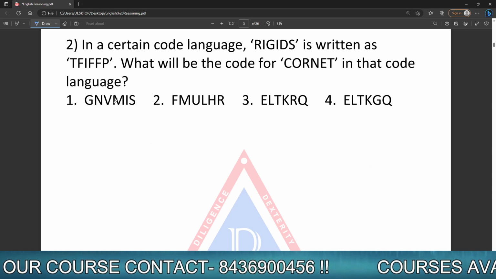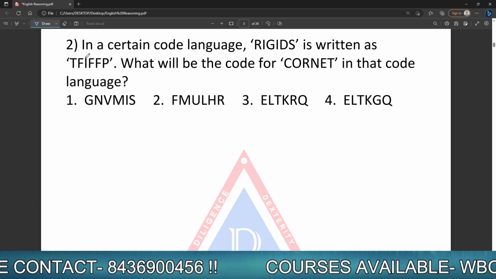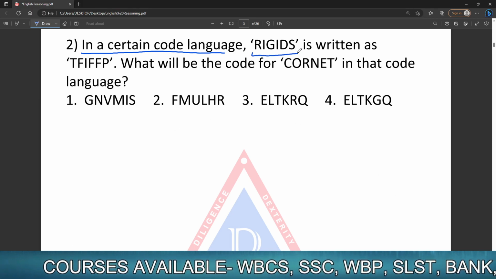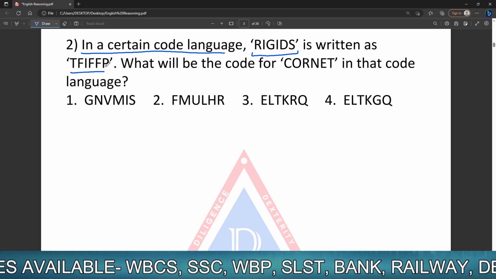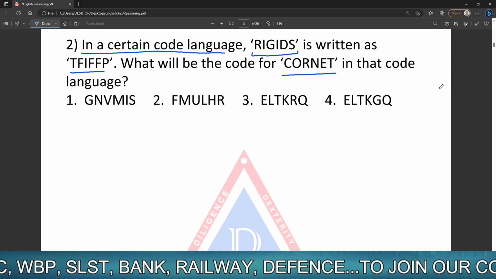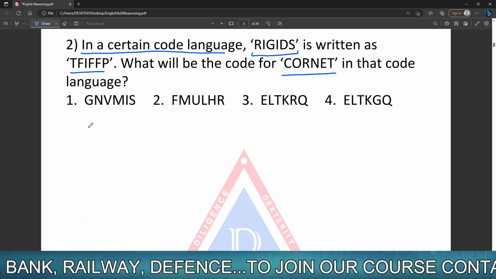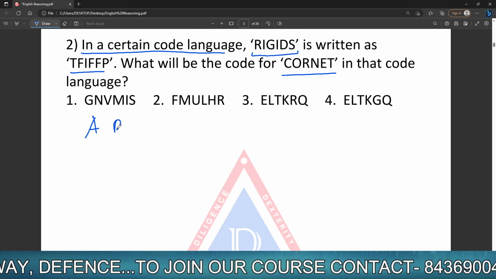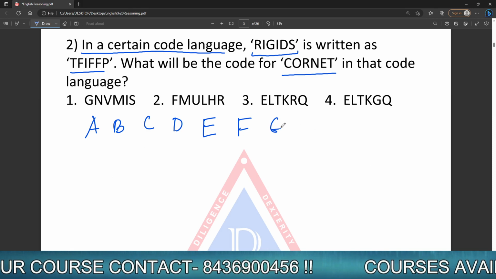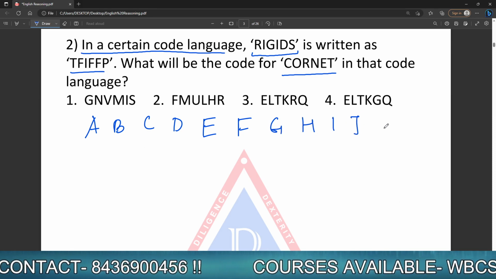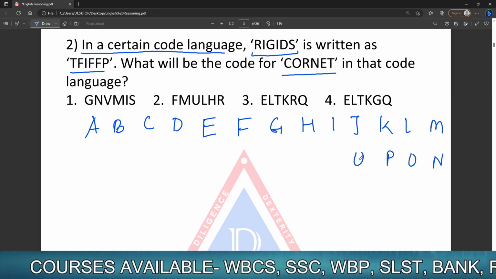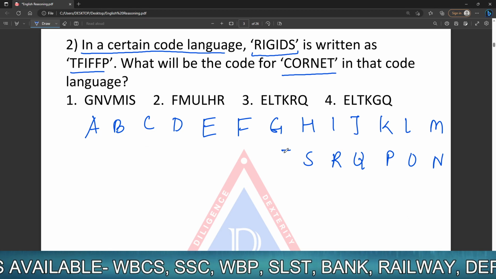The next question is coded language. In a certain code language, RIGIDS, that is rigid, is written as this, and what will be the code for cornet? So in the previous class I have taught you to write the alphabet, if you're not able to do it from A, so that it will be easy for you guys. It will take hardly 1 minute to write it, so that you don't make a mistake in the question in the examination hall.